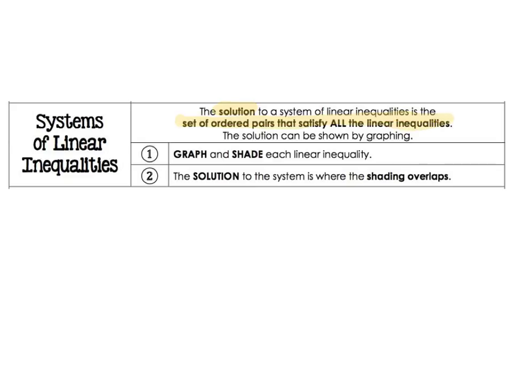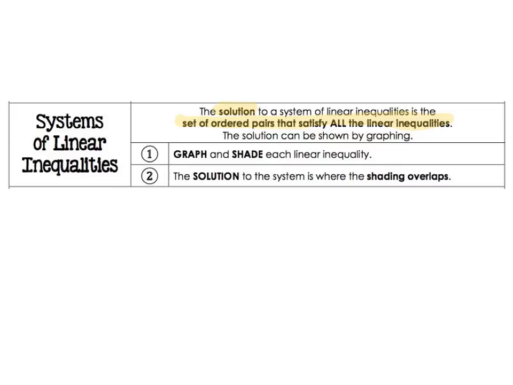So what that means is the solution to inequalities is all of the ordered pairs, all of the points that fall in the parts that are overlapping when we shade. Remember, we always shade when we're dealing with linear inequalities. The parts that overlap when we're shading would be the part that satisfies all the linear inequalities. And we can show the solution by graphing.